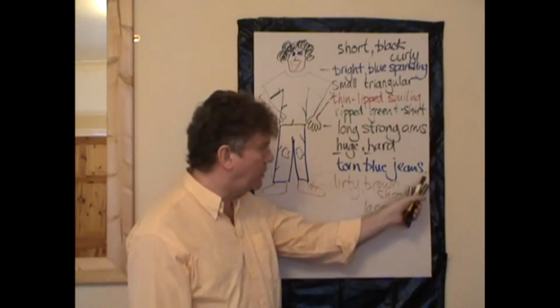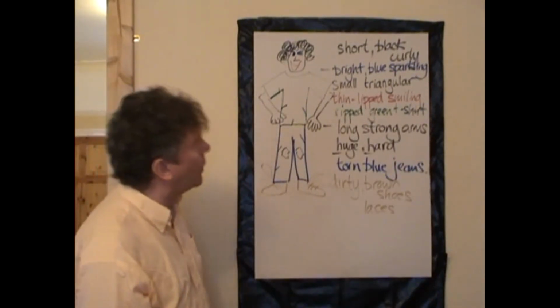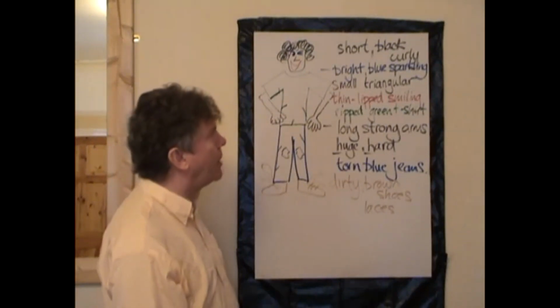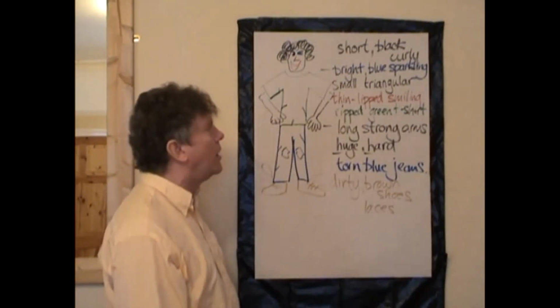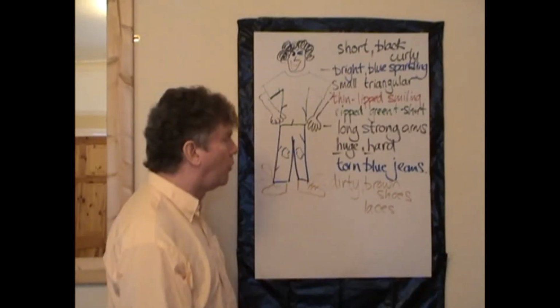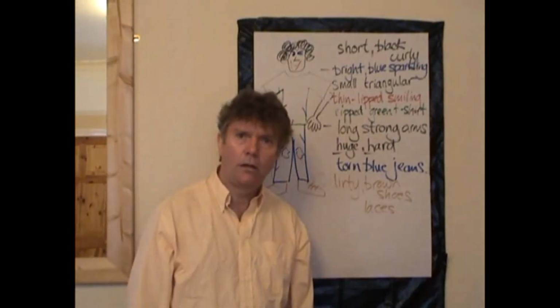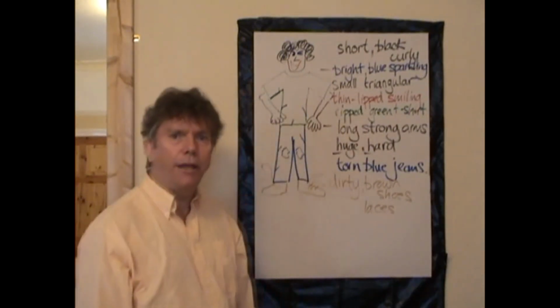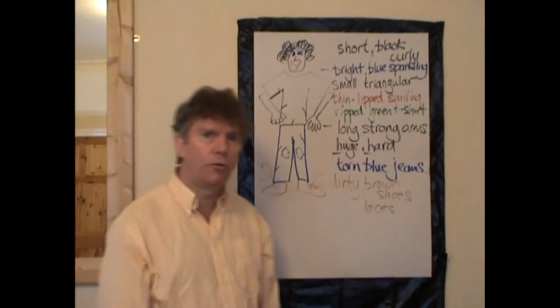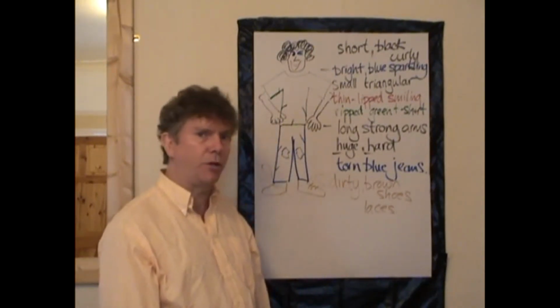Now, one of the things you talk about is action description. And instead of just going, he had short black curly hair, bright blue sparkling eyes, small triangular nose, thin lipped smiling mouth, ripped green t-shirt, long strong arms, huge hard hands, torn blue jeans and dirty brown shoes with long scruffy laces. It's not very interesting. You get the children yet again to close their eyes and listen as you give them an action description.